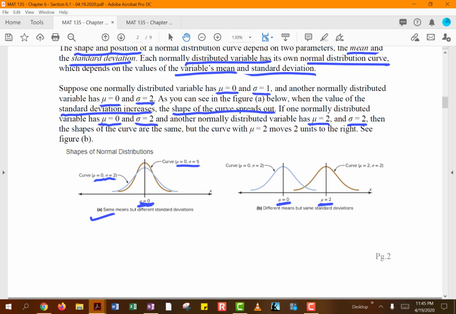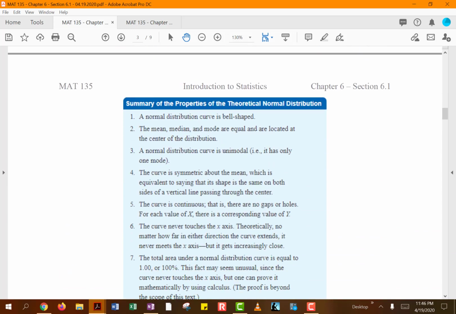Whereas in this first example, where our mean was the same but the standard deviation changed, the position of the curve stays in the same place, but the shape of your curve changes, right? Because this one spreads out more. So that shows you the comparison between the two types of changes you can see in your curve, the shape and the position.